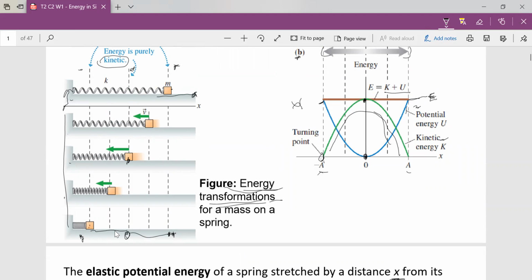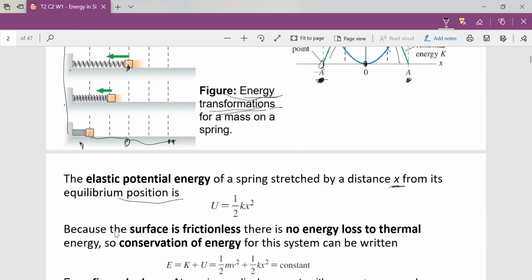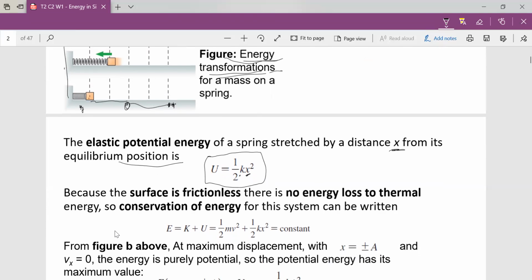So when it was stretched to the left, we have the maximum displacement, which is the amplitude to the left, negative, and to the right, positive. So when it was stretched that distance, the potential energy is given by U equal to half k s squared, s standing for the distance of stretch, and you know what k is, the spring constant.